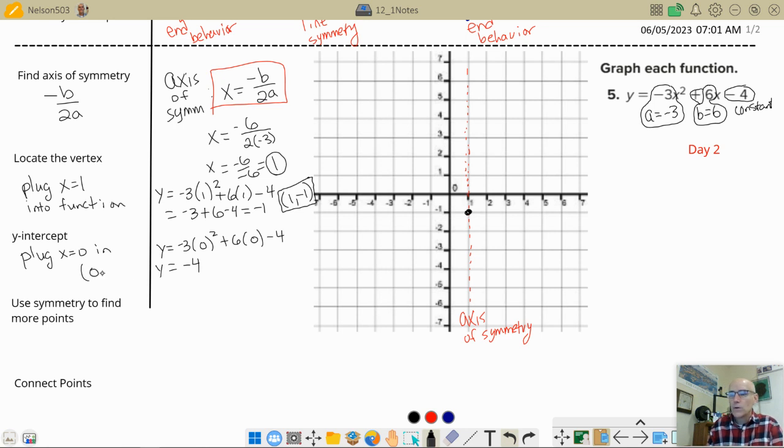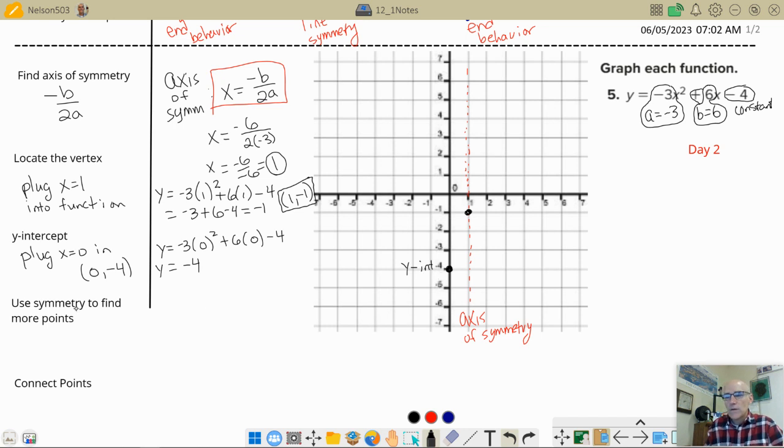So if I go 0, negative 4, if you want a real shortcut to that, you just go straight to the constant that's at the end, and that's going to be your y-intercept. So let's go down to negative 4, okay? And let's put down a dot. That's my y-intercept down there.